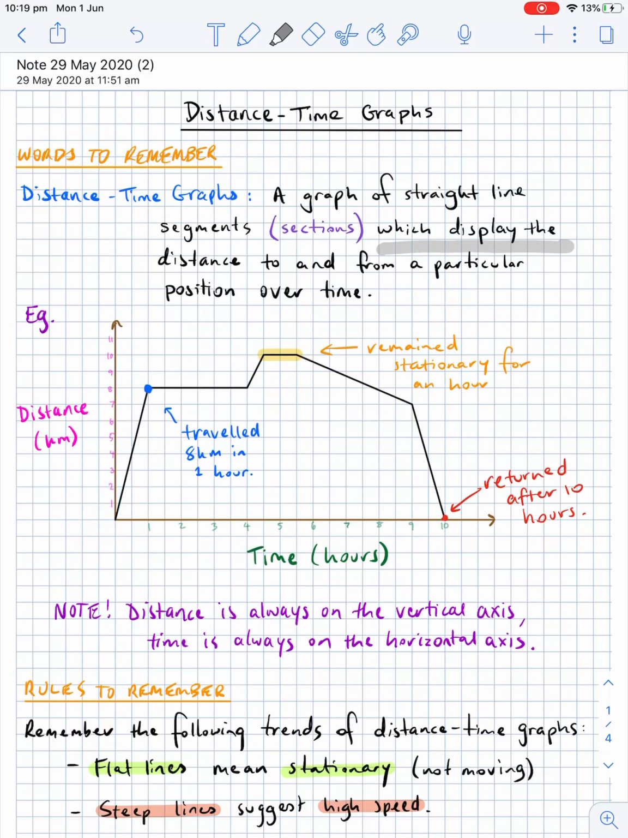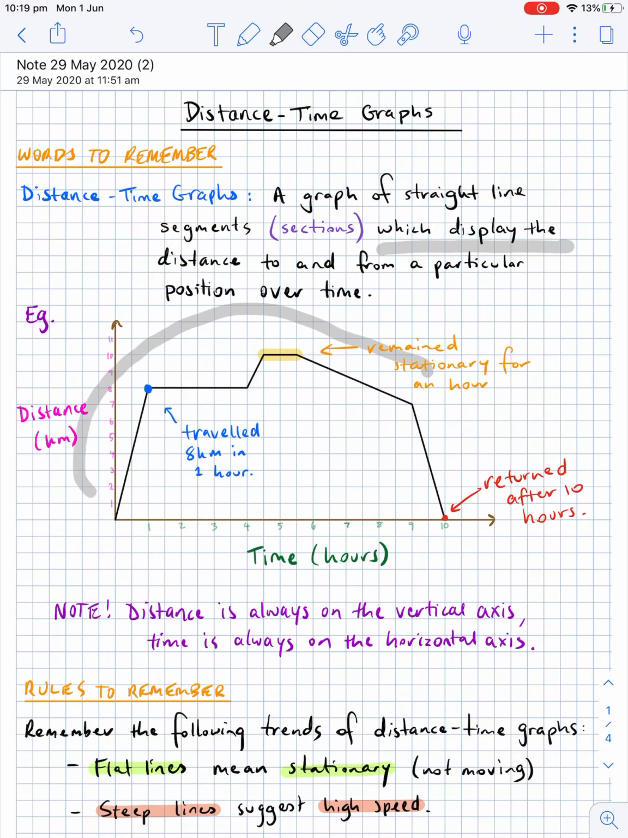So the idea is that you've got distance along your y-axis, so this measures how far you've traveled, and on the x-axis you've got time, so that goes up in time. Like we've got 1 hour, 2 hour, 3 hour, 4 hour, etc. So as time goes by, we go further and further along this axis.